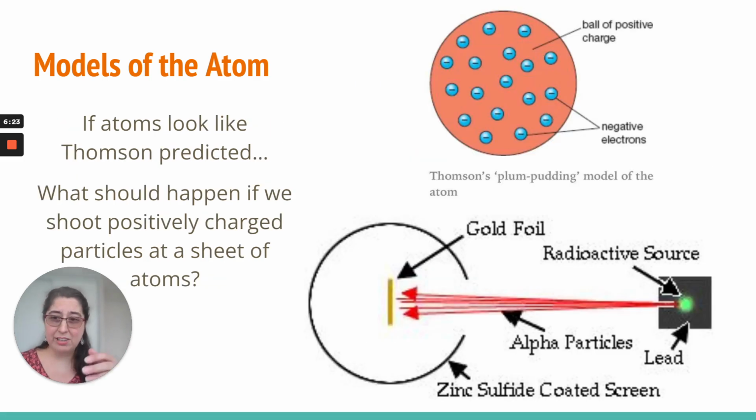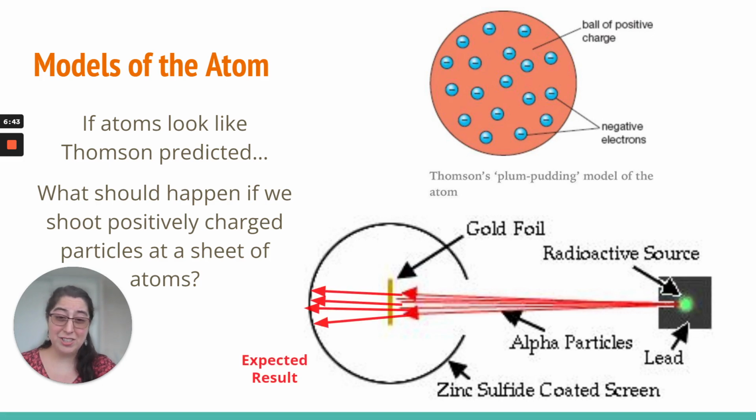So take a look here. If Thomson's plum pudding model is correct and most of the atom is just a cloud, if we shoot a bunch of particles at clouds, where would you expect them to go? Take a second and make a guess.